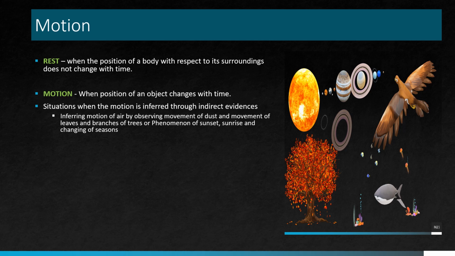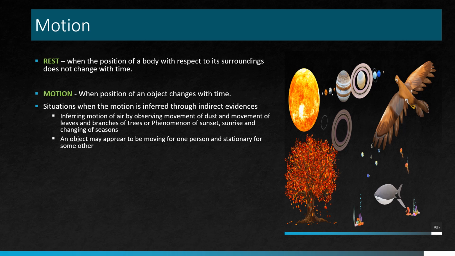There is one other such instance where you infer motion. It is when an object appears stationary to one person and moving to another. A classic example of the same can be if you are sitting in a bus, your body is in rest and the bus is moving. But a person viewing it from outside sees the bus and your body both are moving, right? So these are certain instances where you know or you infer motion through indirect evidences.